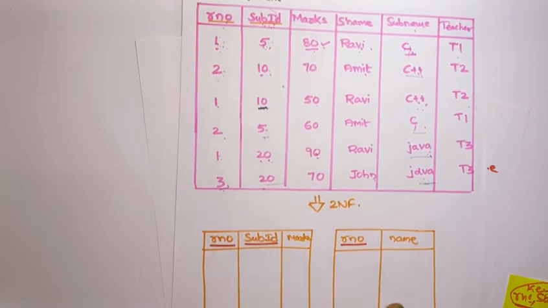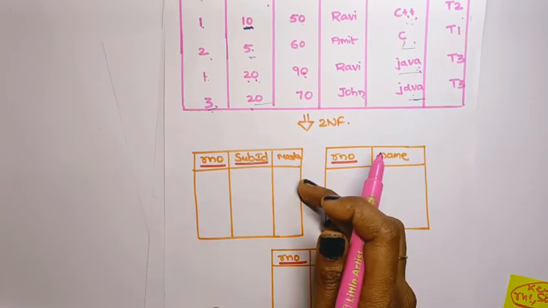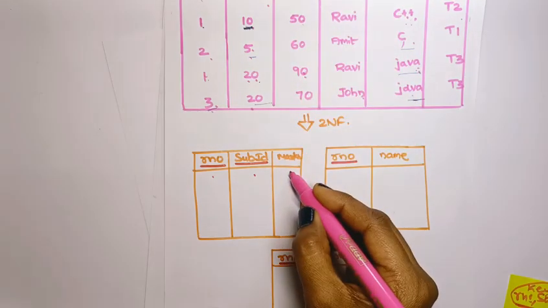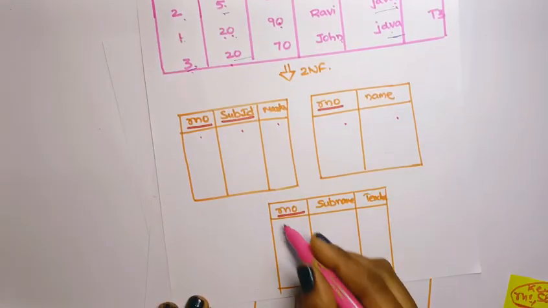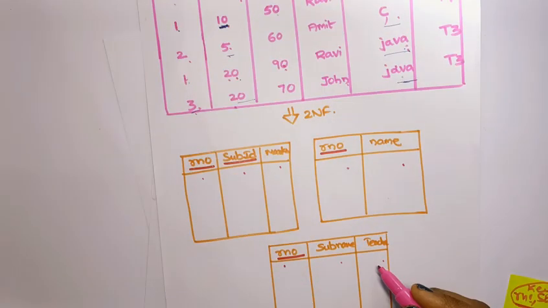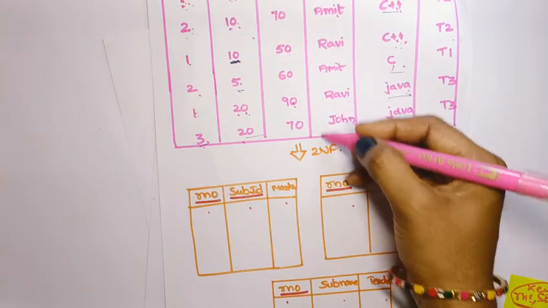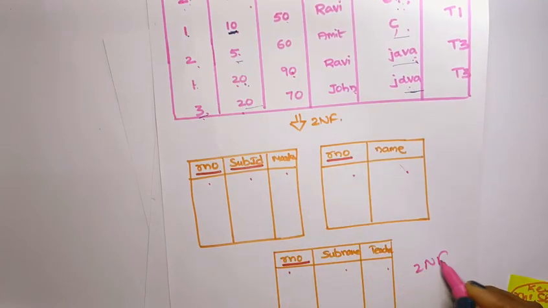To make it into 2NF, you need to decompose the table like this. Roll number, subject ID, marks. Along with the roll number and subject ID, you can identify the marks. Along with the roll number, you can identify the student names. And along with the subject ID, you can identify the subject name and who is the teacher for that particular subject. So these are the tables you need to make to convert into 2NF. Now these tables are in 2NF.